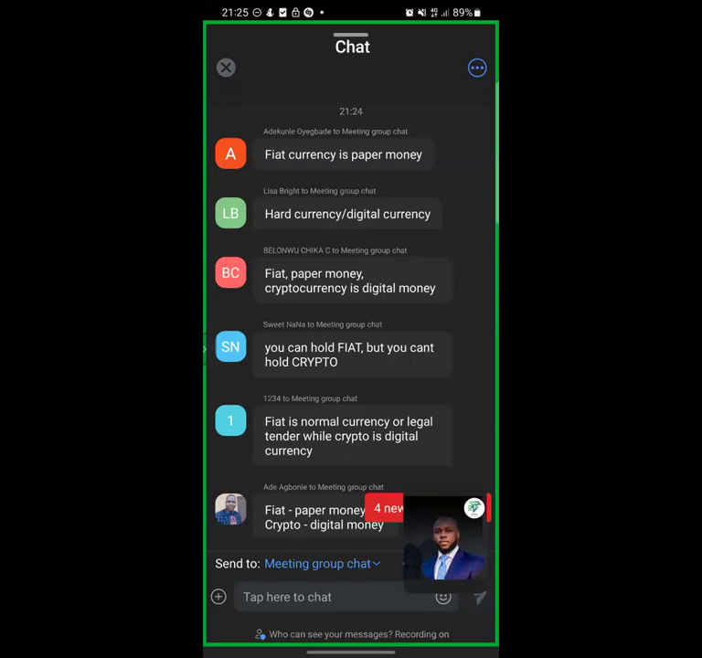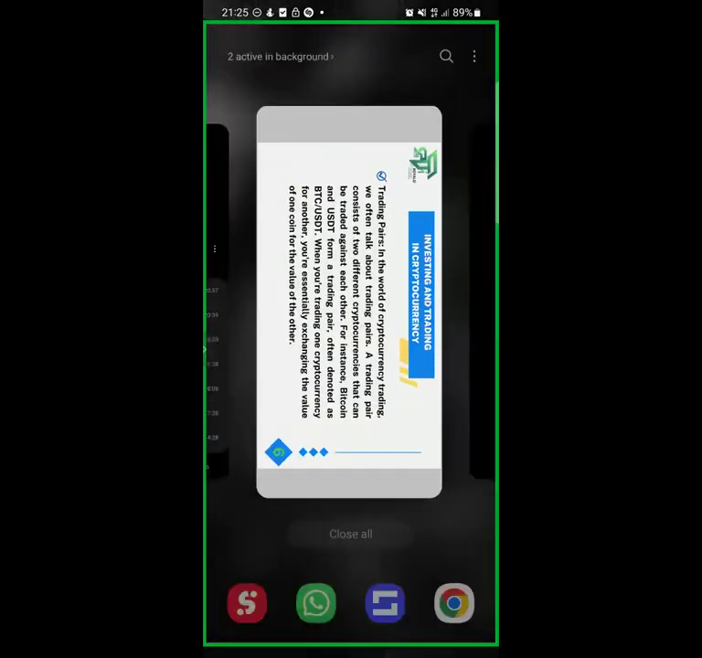It exists on the internet. It can be sent over the internet. It cannot be held with your hands. Awesome. So, moving on.